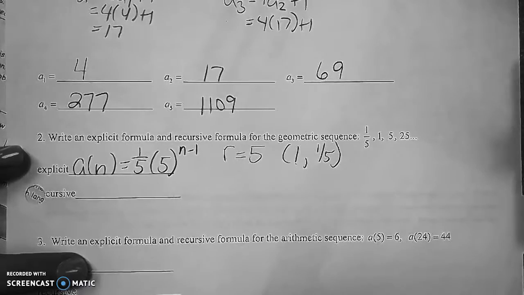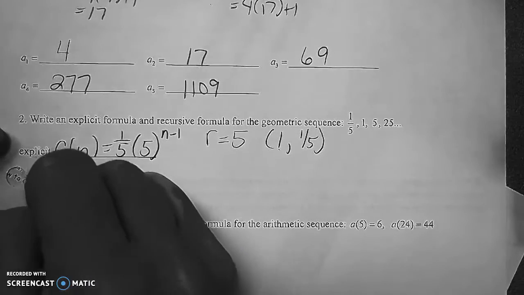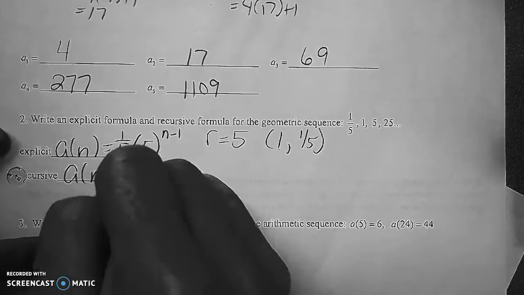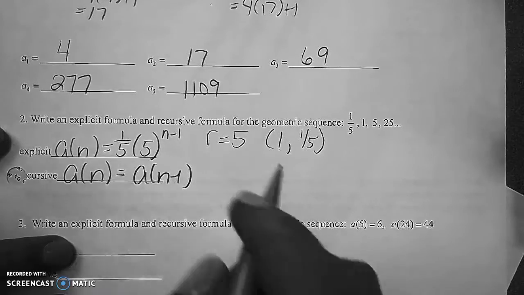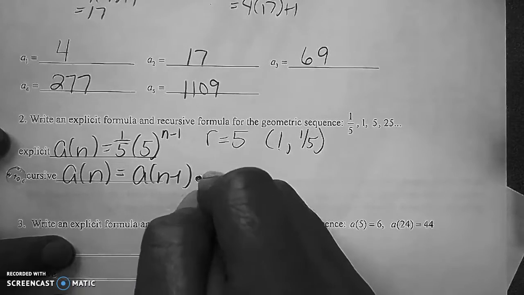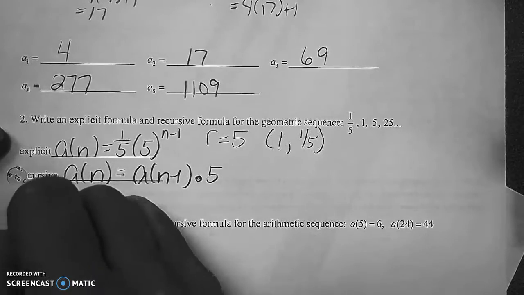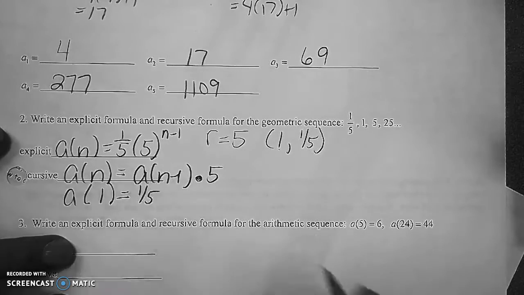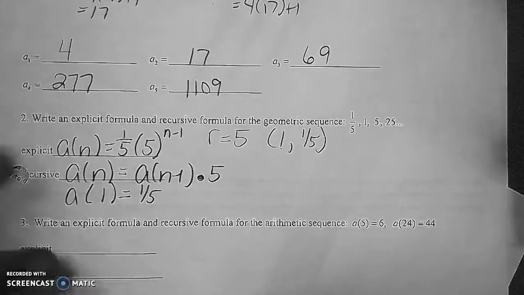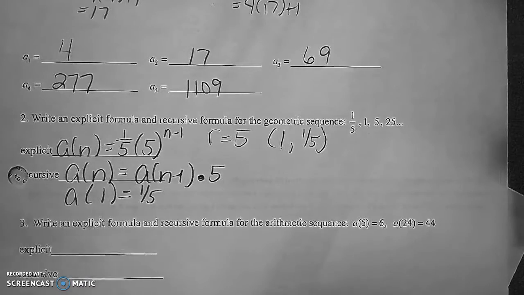since this is 1. Recursive is always about what am I doing to A of n minus 1 to get A sub n. So what am I doing to the previous term here? I'm multiplying it by 5, but I also have to include a term of that sequence. So together that makes the recursive formula.